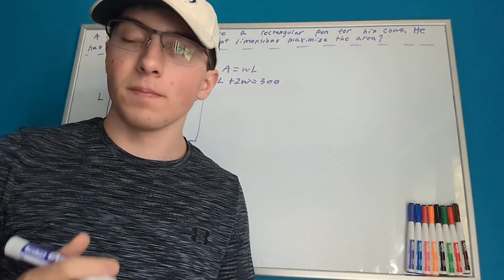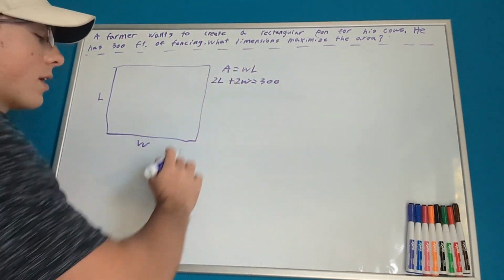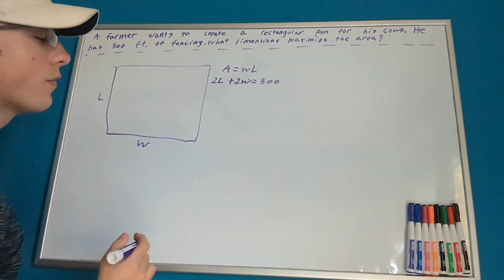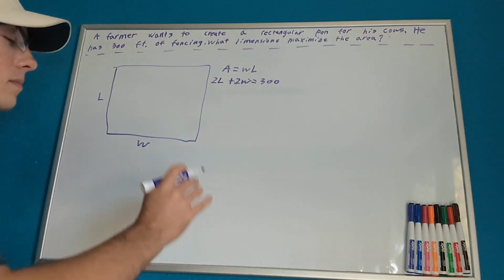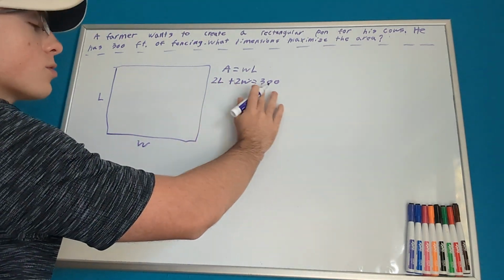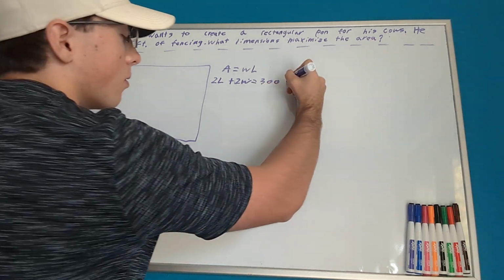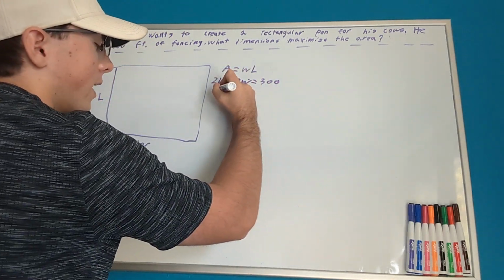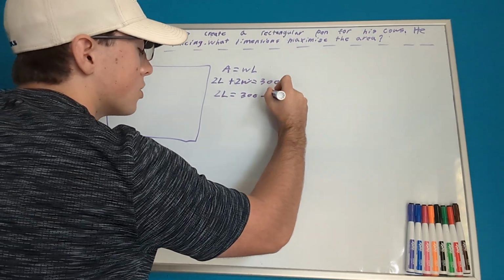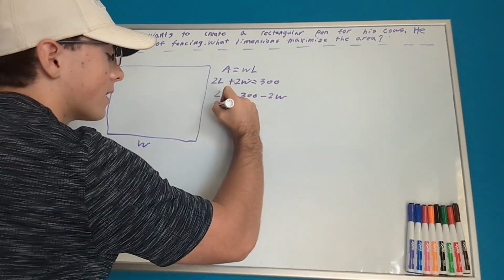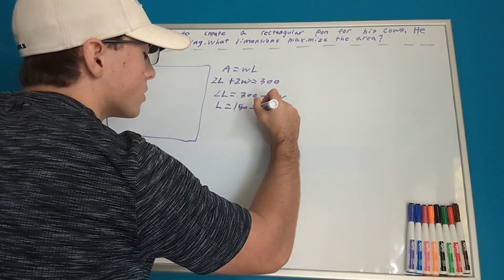Now, what are we going to do? Well, we want to find the maximum for this area, but we have it in terms of 2 variables, right? But we only know how to work with 1 variable, right? At least for now. So what we're going to do is take this equation down here, and solve for one of the variables. So let's solve for length. So 2 length equals 300 minus 2 width, right? And then length equals 150 minus width.